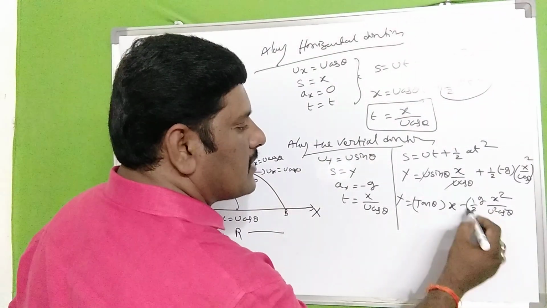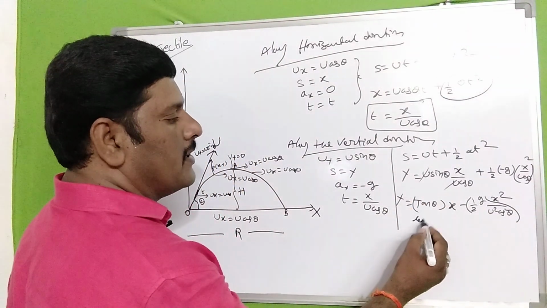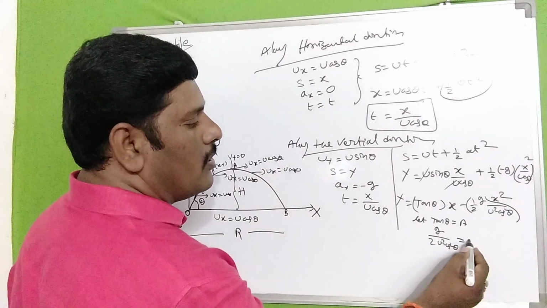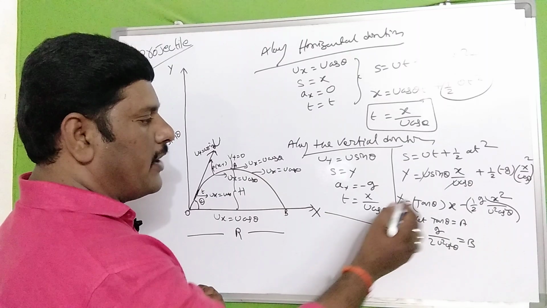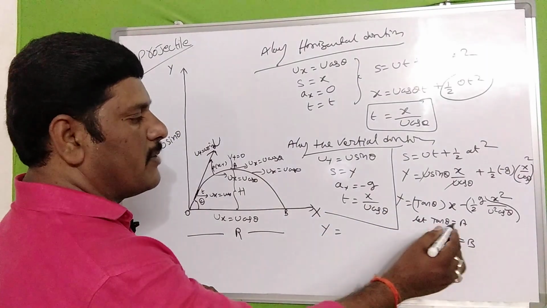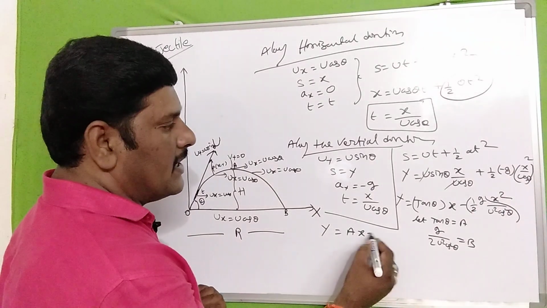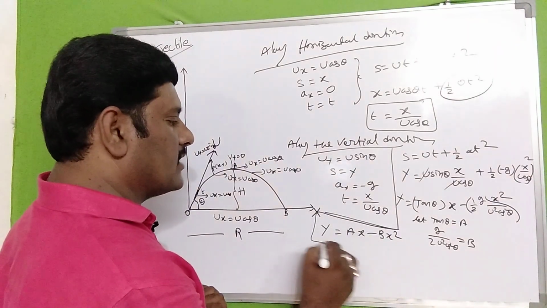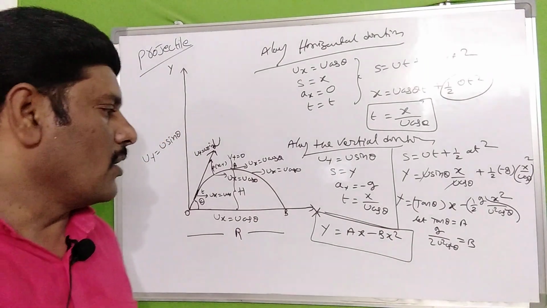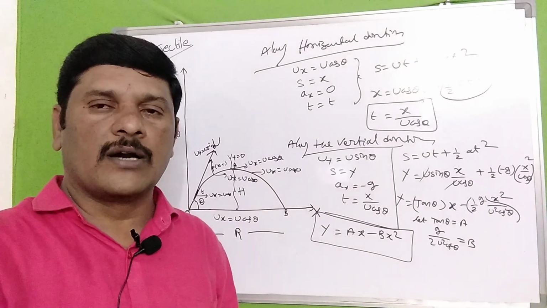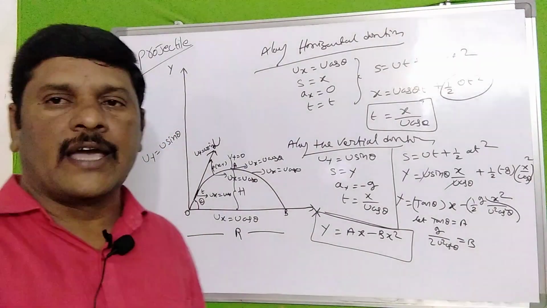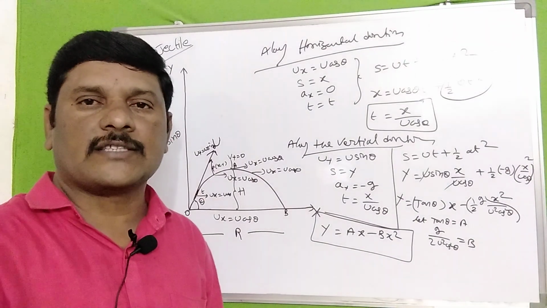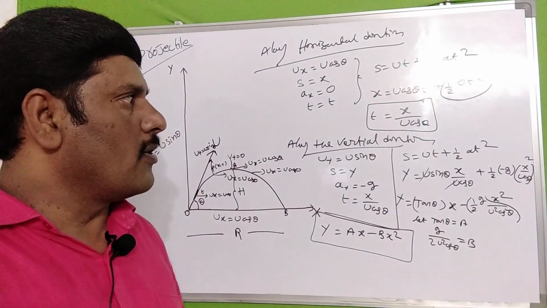Now consider these points. Let tan theta equal to a, and g by 2 u square cos square theta equal to b. Now we can write the above expression as y equal to tan theta, replaced by the constant a, into x, minus g by 2 u square cos square theta, which is b, into x square. So the relation indicates a parabola. If a body is projected upward with initial velocity u at an angle theta, the path of the body is a parabola. We proved that y equal to ax minus bx squared is the parabola expression.